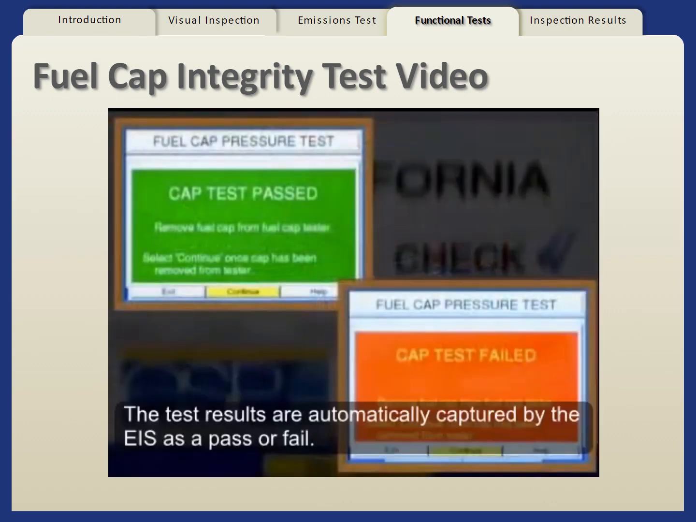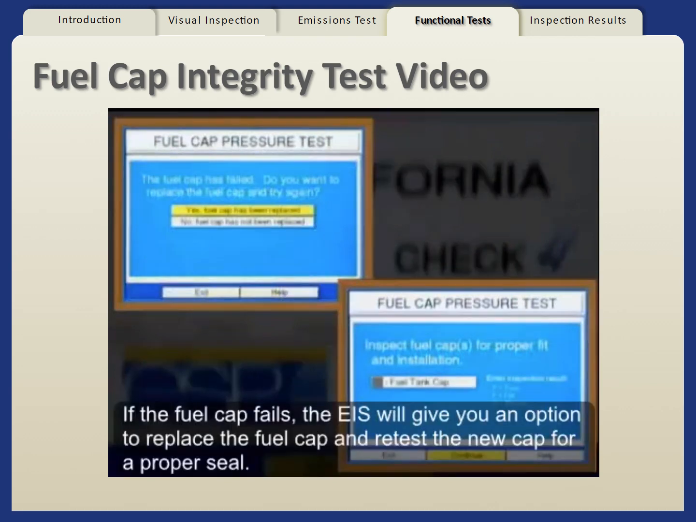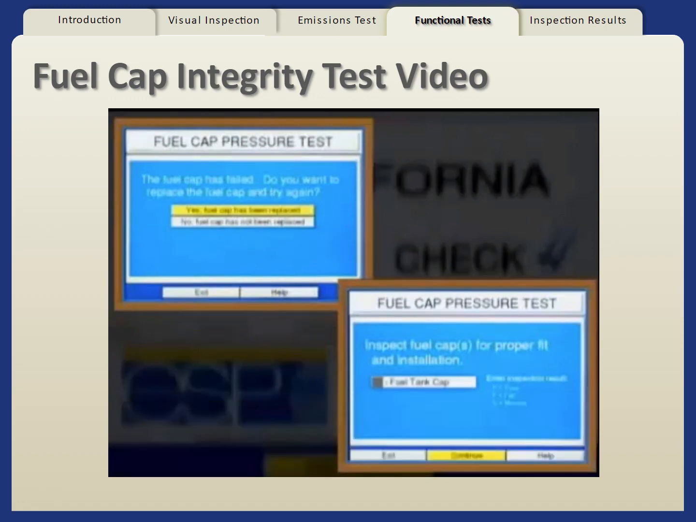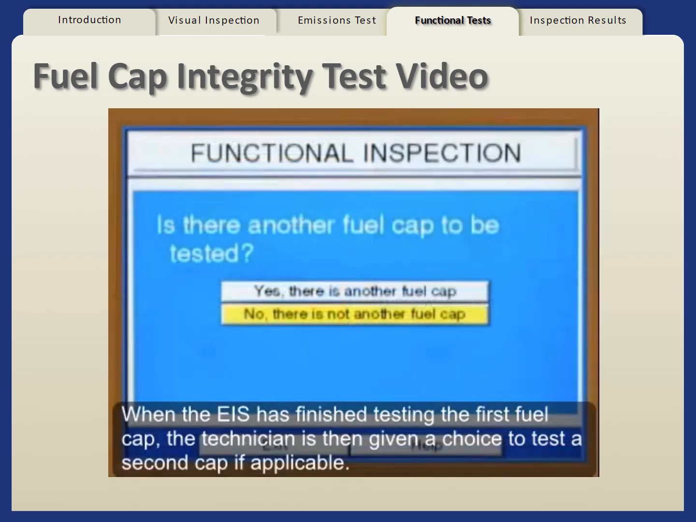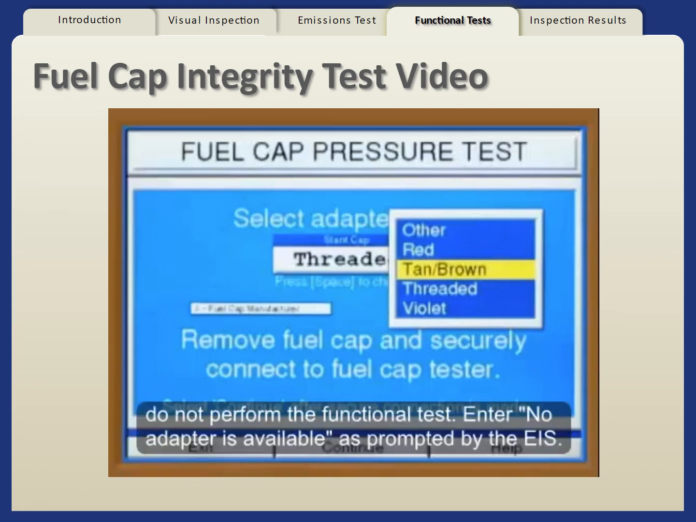The test results are automatically captured by the EIS as a pass or fail. If the fuel cap fails, the EIS will give you an option to replace the fuel cap and retest the new cap for a proper seal. When the EIS has finished testing the first fuel cap, the technician is then given a choice to test a second cap if applicable. If no adapter is available from the tester manufacturer for the vehicle being tested, or the vehicle is newer than 1995, do not perform the functional test. Enter no adapter is available as prompted by the EIS.